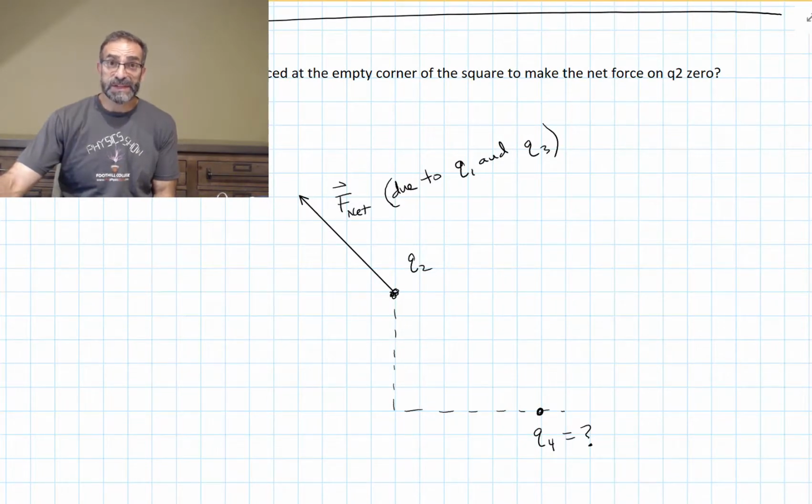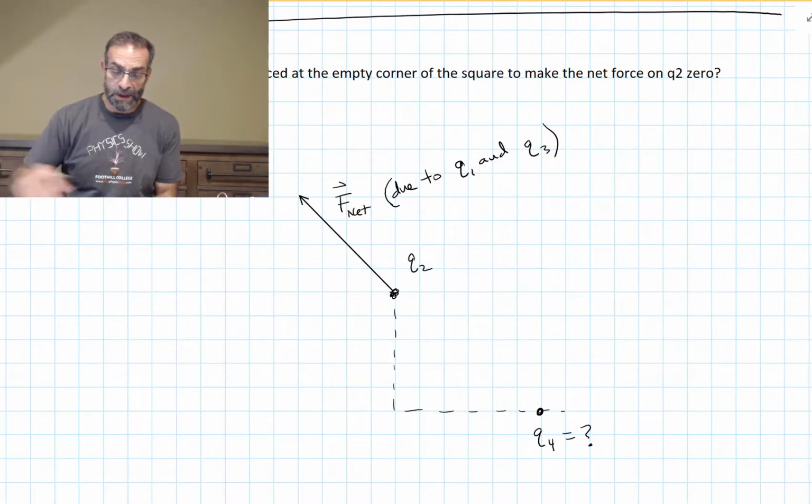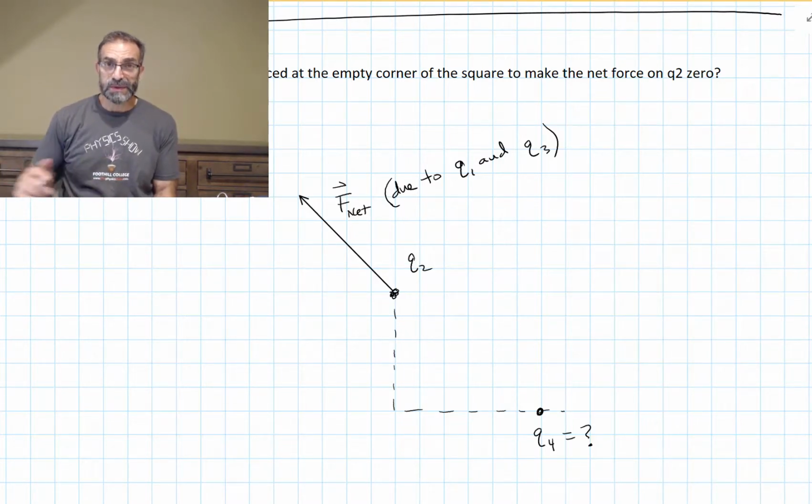This is a summary of the situation. The net force due to Q1 and Q3 points up and to the left the way I drew it here. And we're going to put another charge, I'm calling it Q4, at the empty corner of the square. And we want to make the net force on Q2 0. So what sign does Q4 have to be? Does it have to be positive or negative?